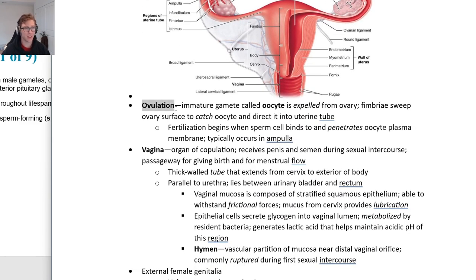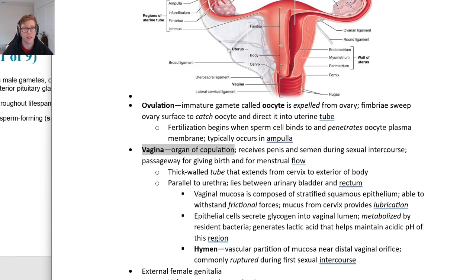Ovulation. So an immature gamete, called an oocyte, is expelled from the ovary. The fimbriae sweep the ovary to catch the oocyte and direct it into the uterine tube. Now, the fertilization, remember, that's when gamete and gamete meet and create a zygote. That's fertilization. So that begins when a sperm cell binds and penetrates the oocyte plasma membrane. It typically occurs in the ampulla.